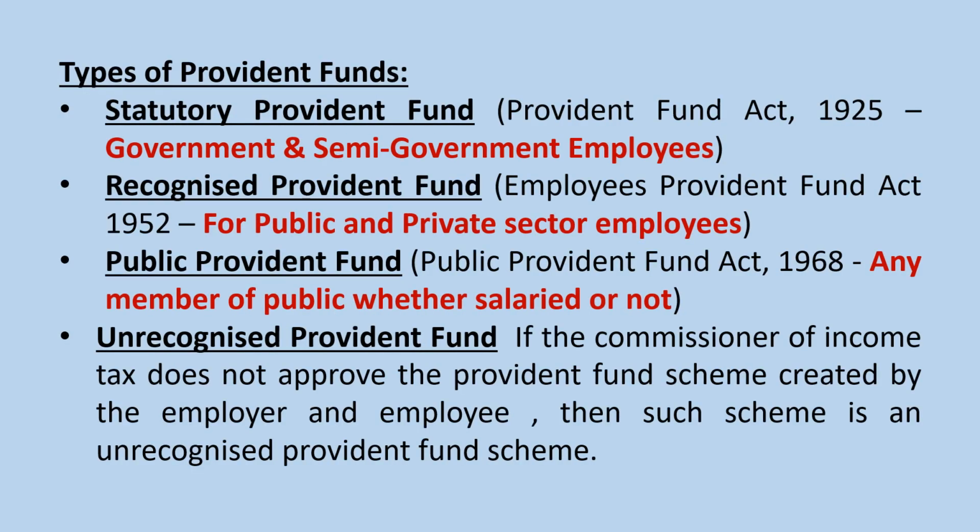Types of Provident Funds. Now there are 4 types of Provident Fund. Statutory Provident Fund governed under Provident Fund Act 1925. This is for government and semi-government employees. Recognized Provident Fund governed under Employees Provident Fund Act 1952. This is for public and private sector employees.